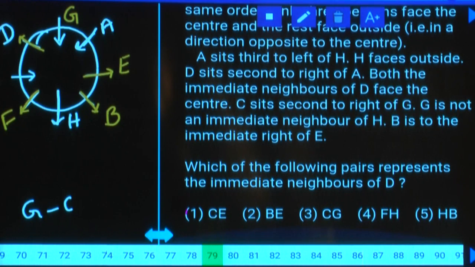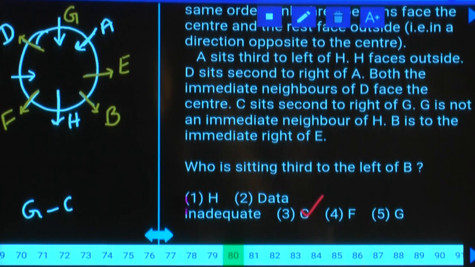Then question number 79, which of the following pairs represent the immediate neighbors of D? Immediate neighbors of D are C and G, that is choice 3. Then question number 80, who is sitting third to the left of B? Third to the left of B, B is away from the center. Third to the left of B, it is G. Choice 5 is the answer.